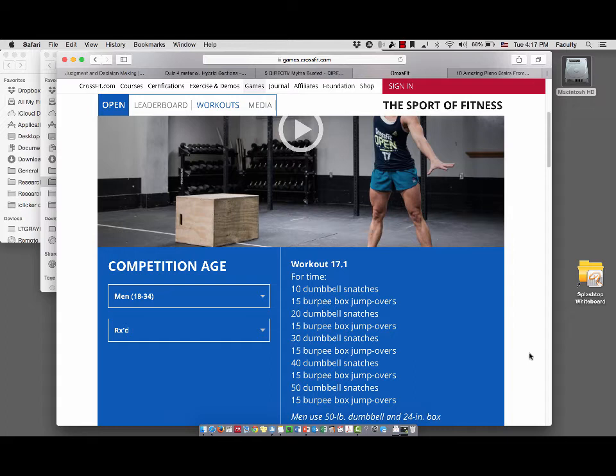So as an athlete getting ready to do this workout, you have to make a numerical estimate. What's my target time? When do I think I'm going to be able to finish this? Because that's going to determine how quickly you're going to try and do each of the movements.